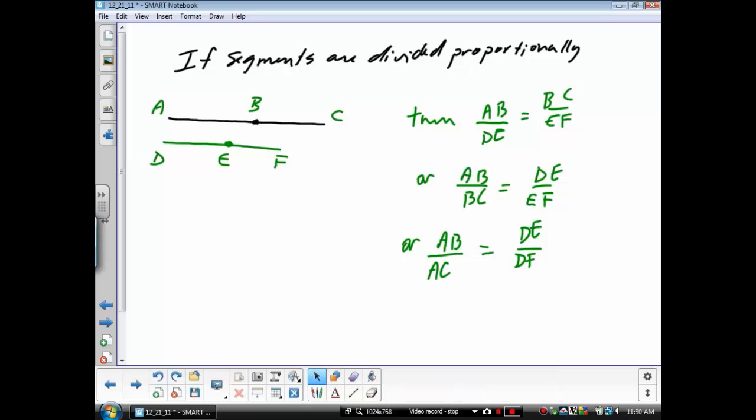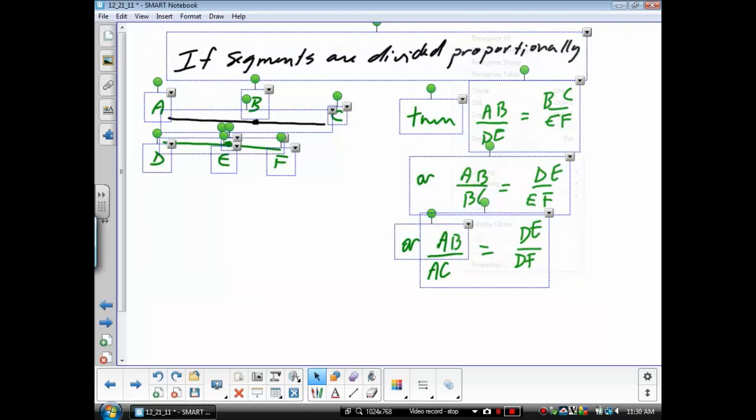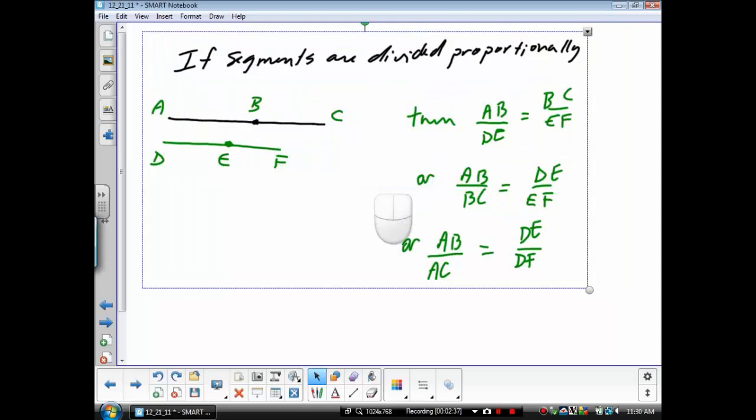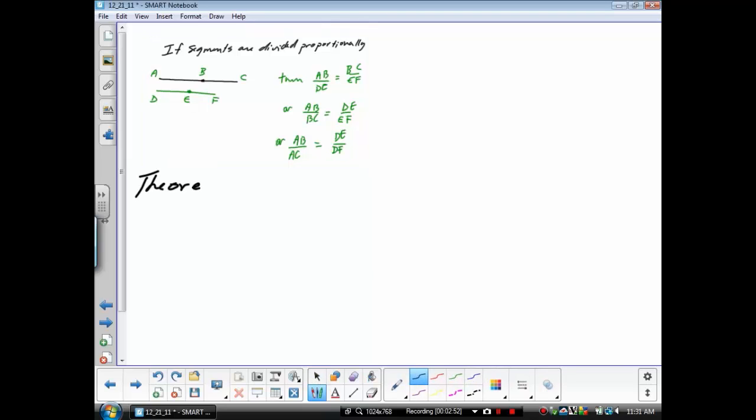Now, theorem 7.3 says that if a line parallel to one side of a triangle intersects the other two sides, then it divides those sides proportionally. This is the triangle proportionality theorem.